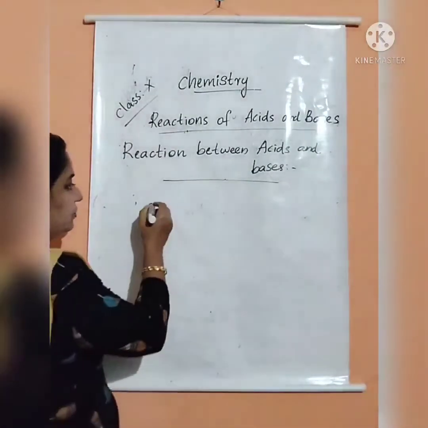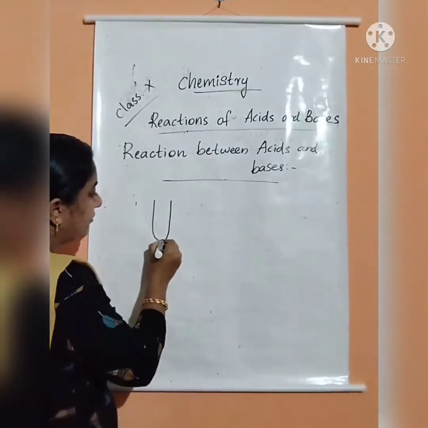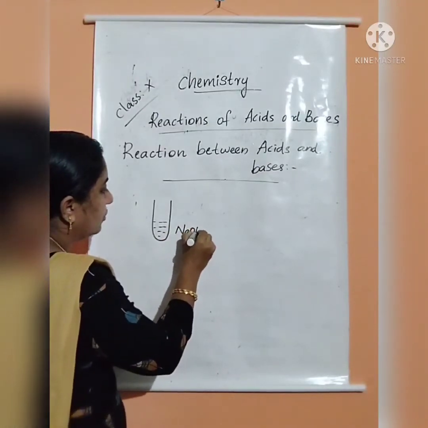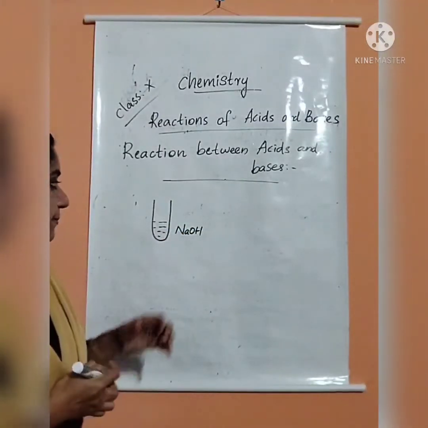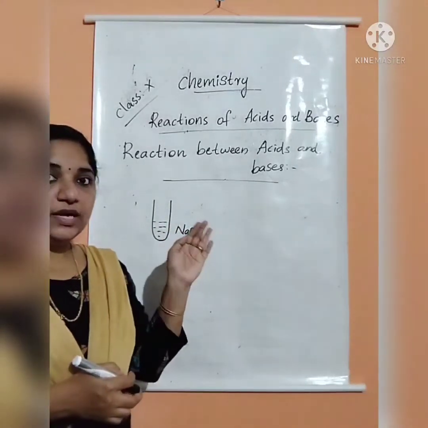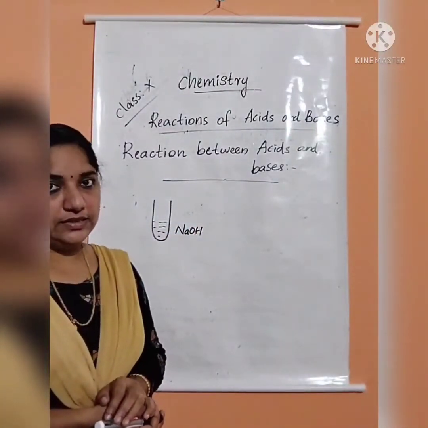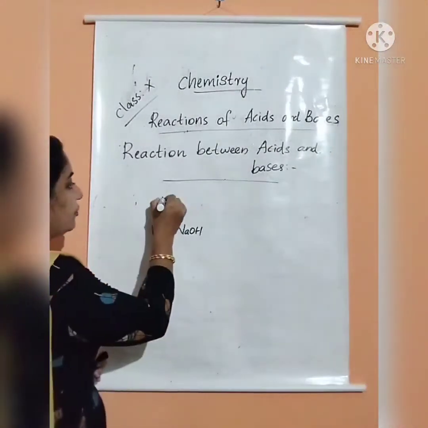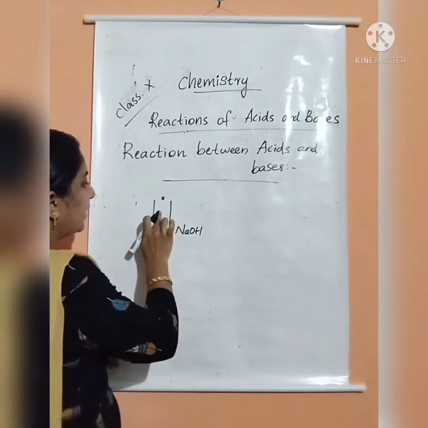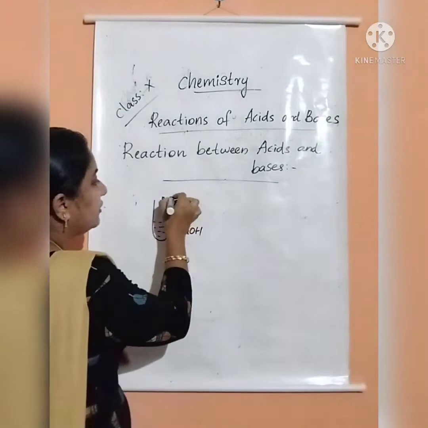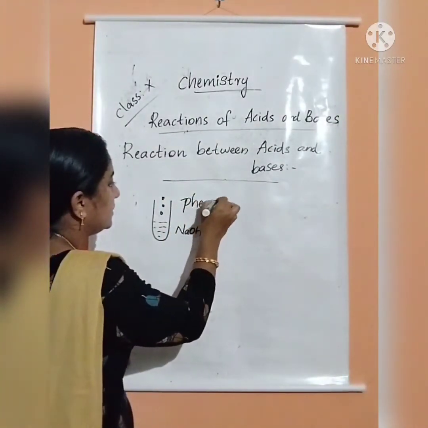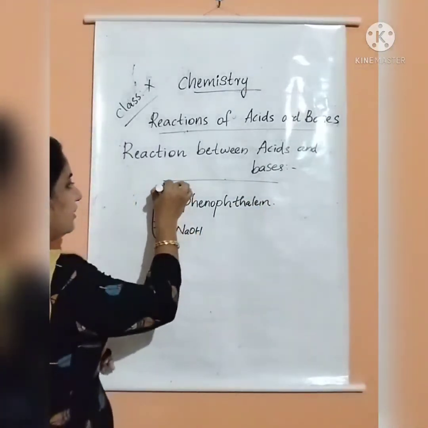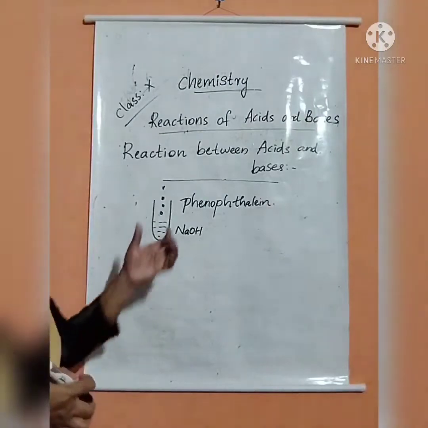We take one test tube and we take 2 ml of NaOH solution. NaOH means sodium hydroxide. It is a strong base. Then we add a few drops of phenolphthalein. What is it? Phenolphthalein. We add a few drops of phenolphthalein.